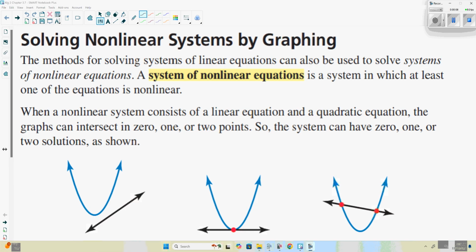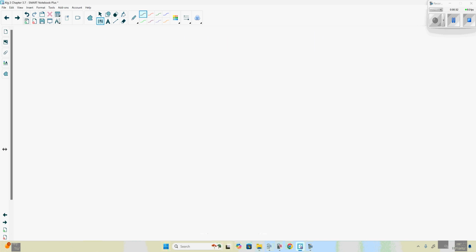What we're talking about today is solving non-linear systems by graphing and substitution. We'll look at elimination and graphing again, but solving non-linear systems. Now, we've done linear systems before. Linear systems is just where we're looking at two equations of two lines.